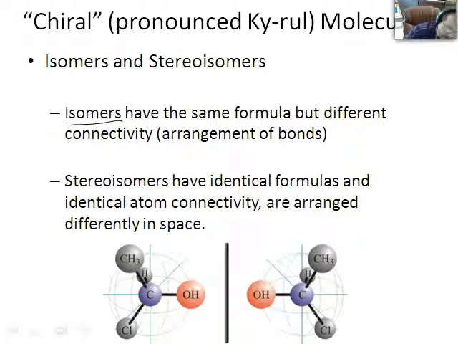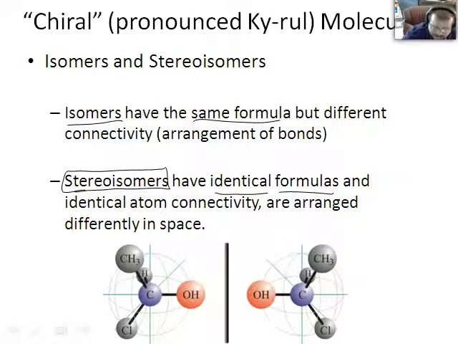Now, we've talked about isomers before. Isomers have the same formula but different connectivity. Stereoisomers are a different flavor of this idea. They do have identical formulas, and they have identical connectivity. You don't change the way things are arranged. Just like your hands, your fingers and thumb are all connected to your palm on both of your hands. The difference is they're arranged differently in three-dimensional space.